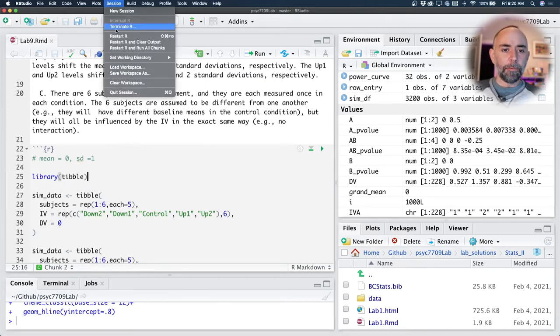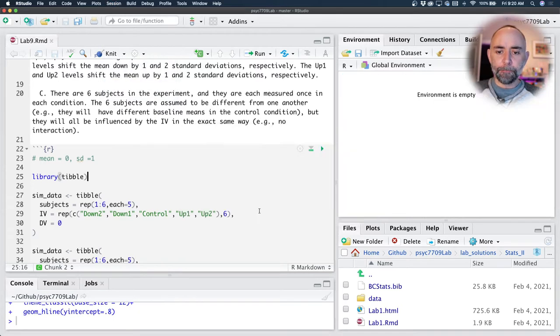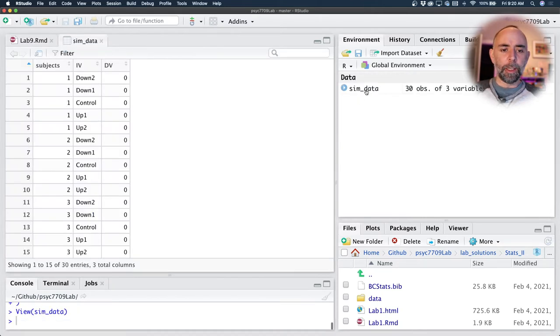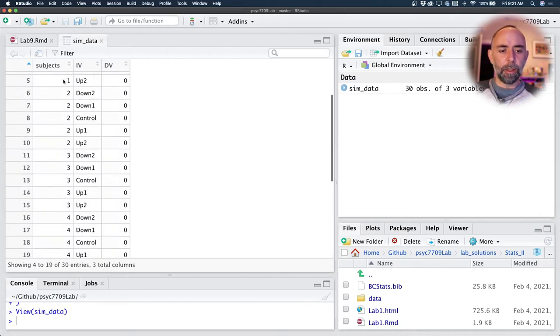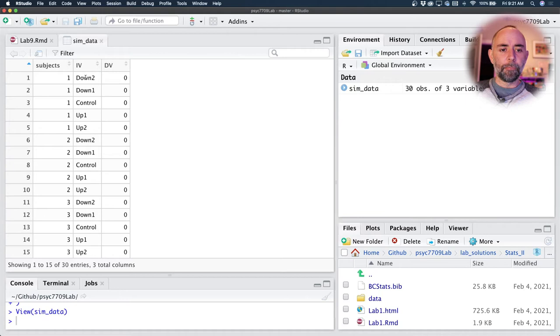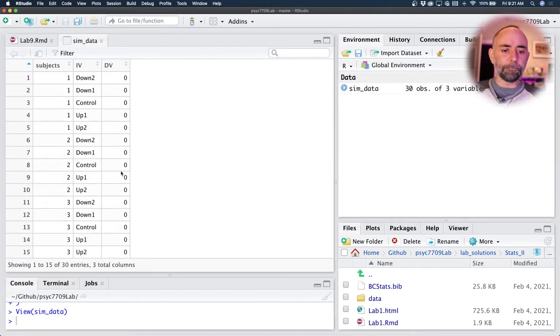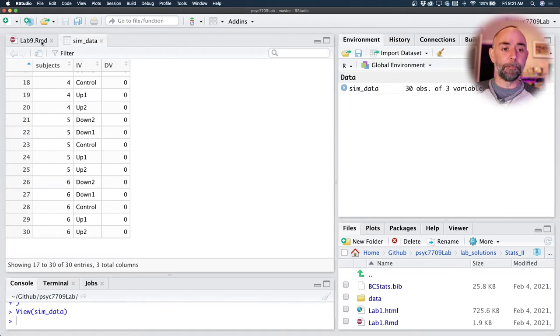All right, first of all, I'm going to clear my workspace. Let's make a tibble. This is effectively what we want to do. We talked about this in class. We have 6 subjects. Each of them are measured in each of the levels of the independent variable, and we need to create simulated data here. So I've just created a DV column with a bunch of zeros to represent where we're going to put some simulated data.